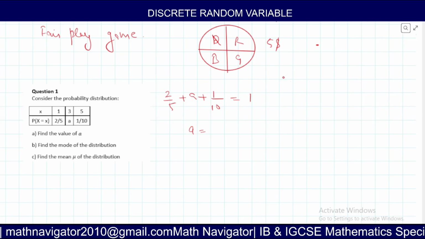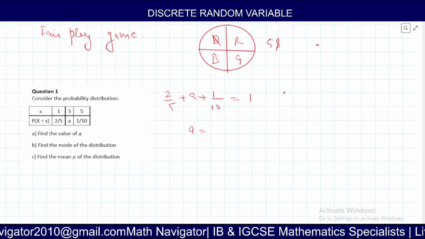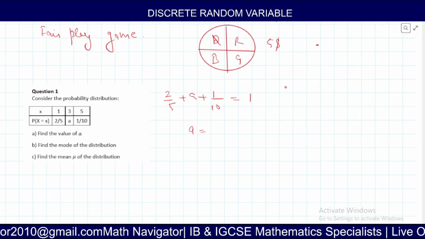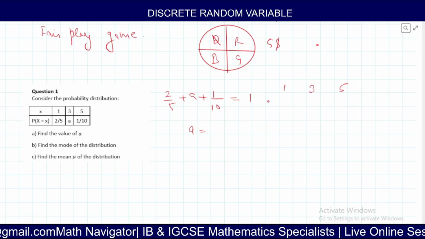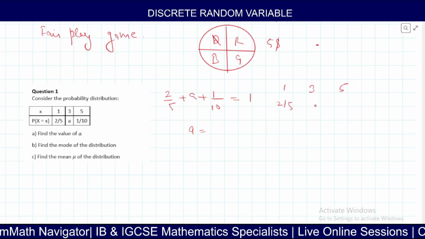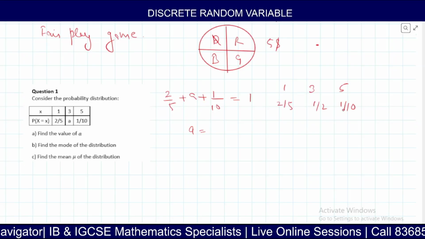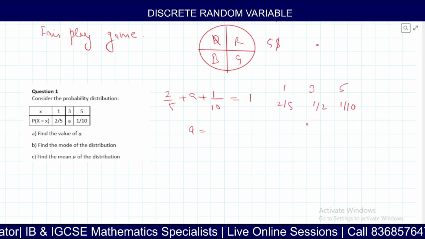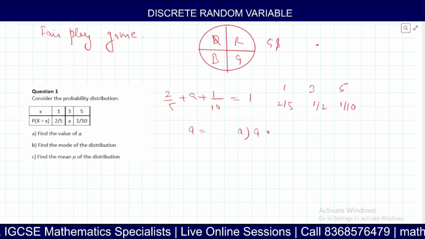So the probability of 1 is, I'll make this table again here. Let's consider this as a table. So 1, 3, 5. Probability here is 2 over 5, probability here is half, and probability here is 1 over 10. Right? Now we have found the value of a. The first part is solved. A is equal to half.